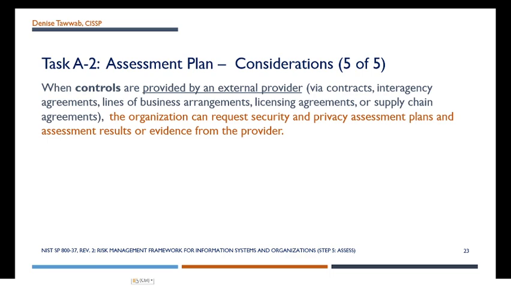When controls are provided by an external provider via contracts, interagency agreements, lines of business arrangements, licensing agreements, or supply chain agreements, then the organization can request security and privacy assessment plans and assessment results or evidence from the external provider.